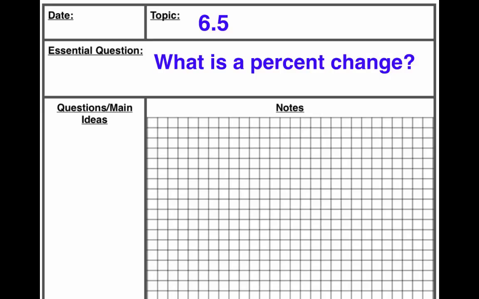6.5 is our topic. We're going to work on what is percent change. We're focusing right now our energy on understanding percents, and we're going to be really getting into what is percent change. Now, percent change is when something goes up or something goes down.